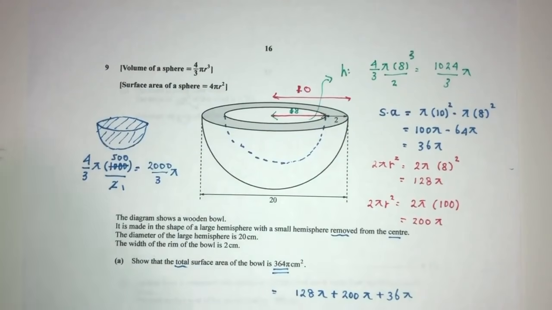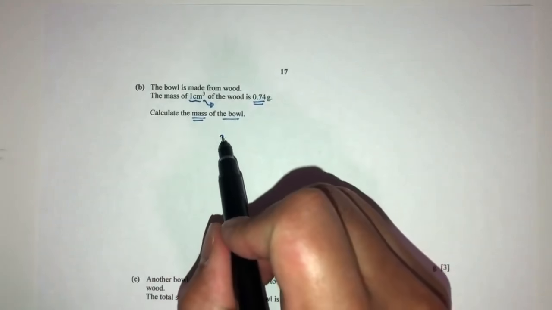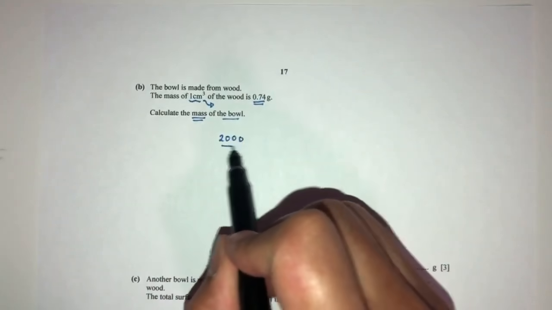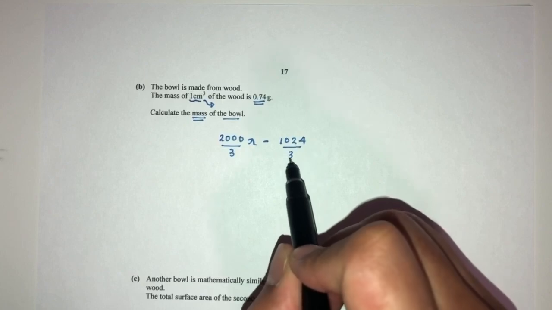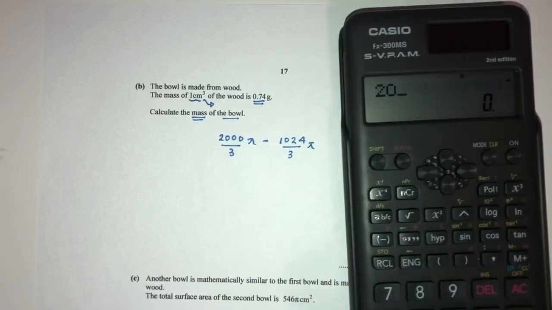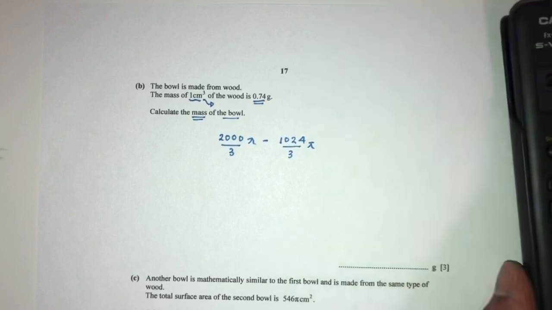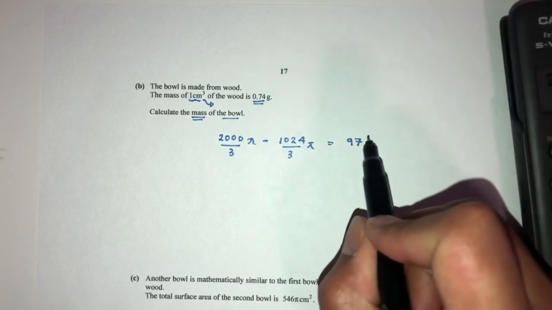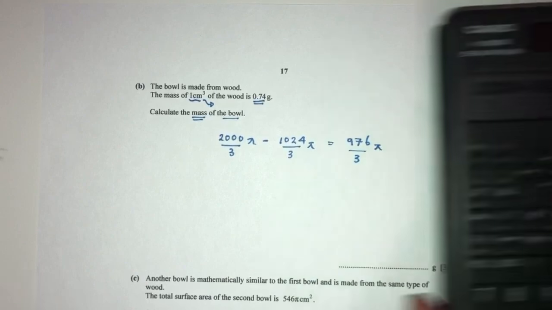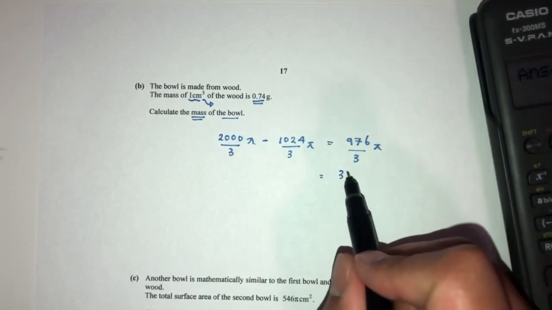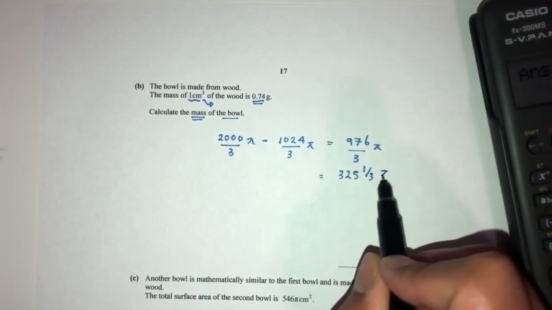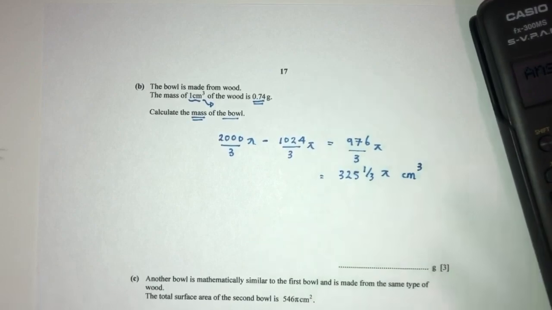Okay, so let's find the volume now of the shape. Let's take those two values. Again, this was done by observation. The large hemisphere is 2000 over 3 pi minus 1024 over 3 pi. So 2000 minus 1024 is 976 over 3 pi. So your answer will be 325 1/3 pi centimeters cube. This is the volume of the bowl.